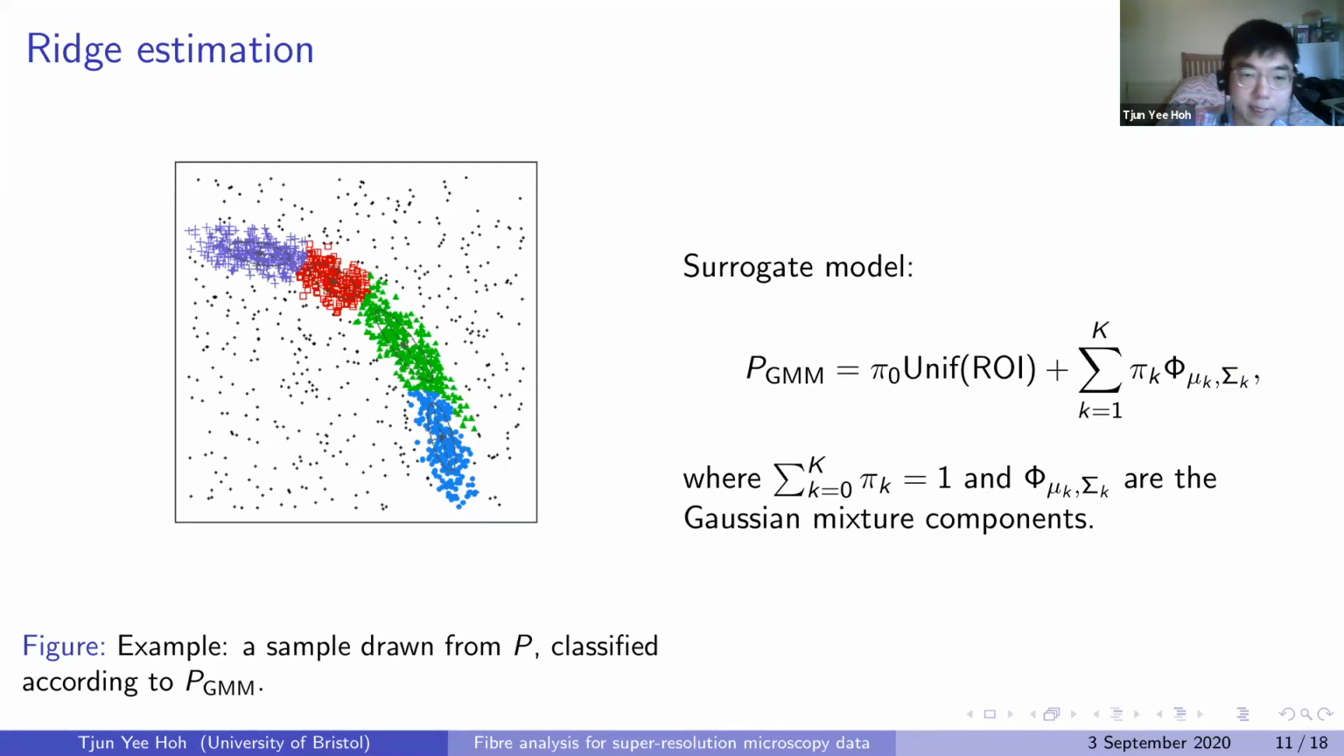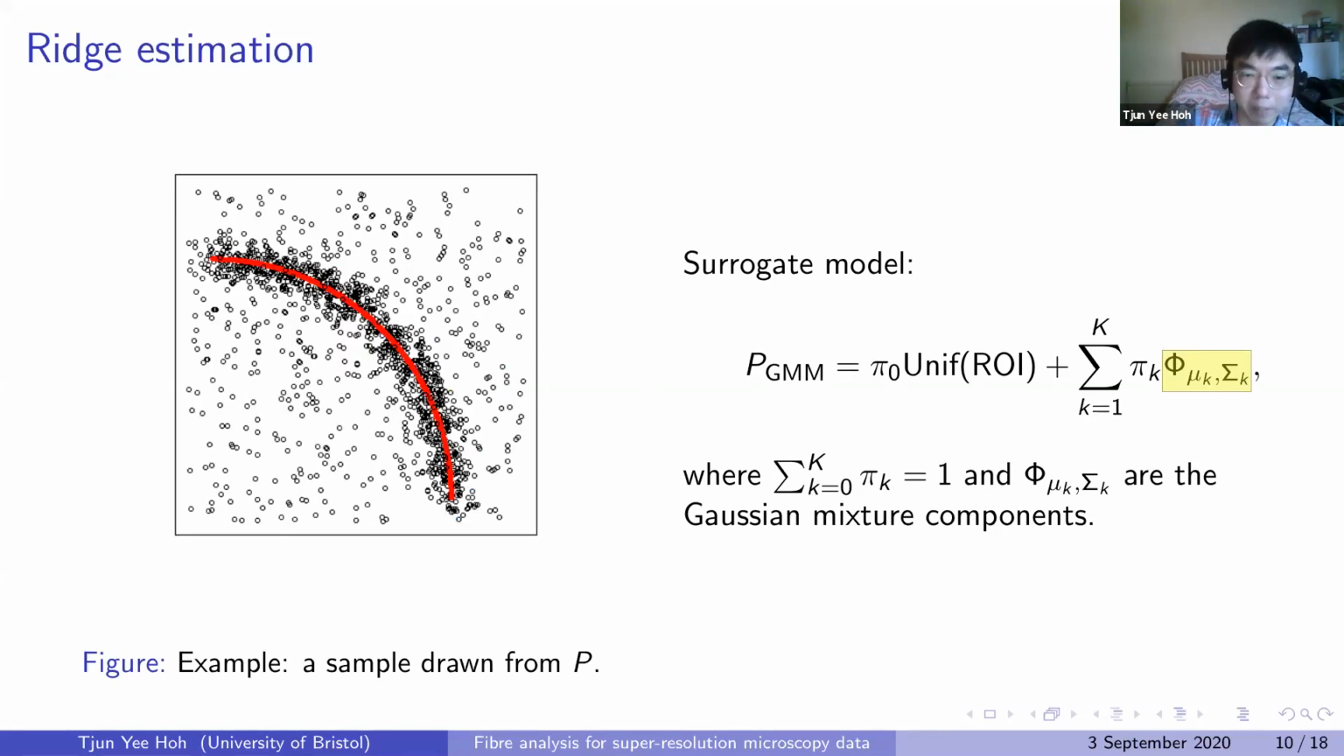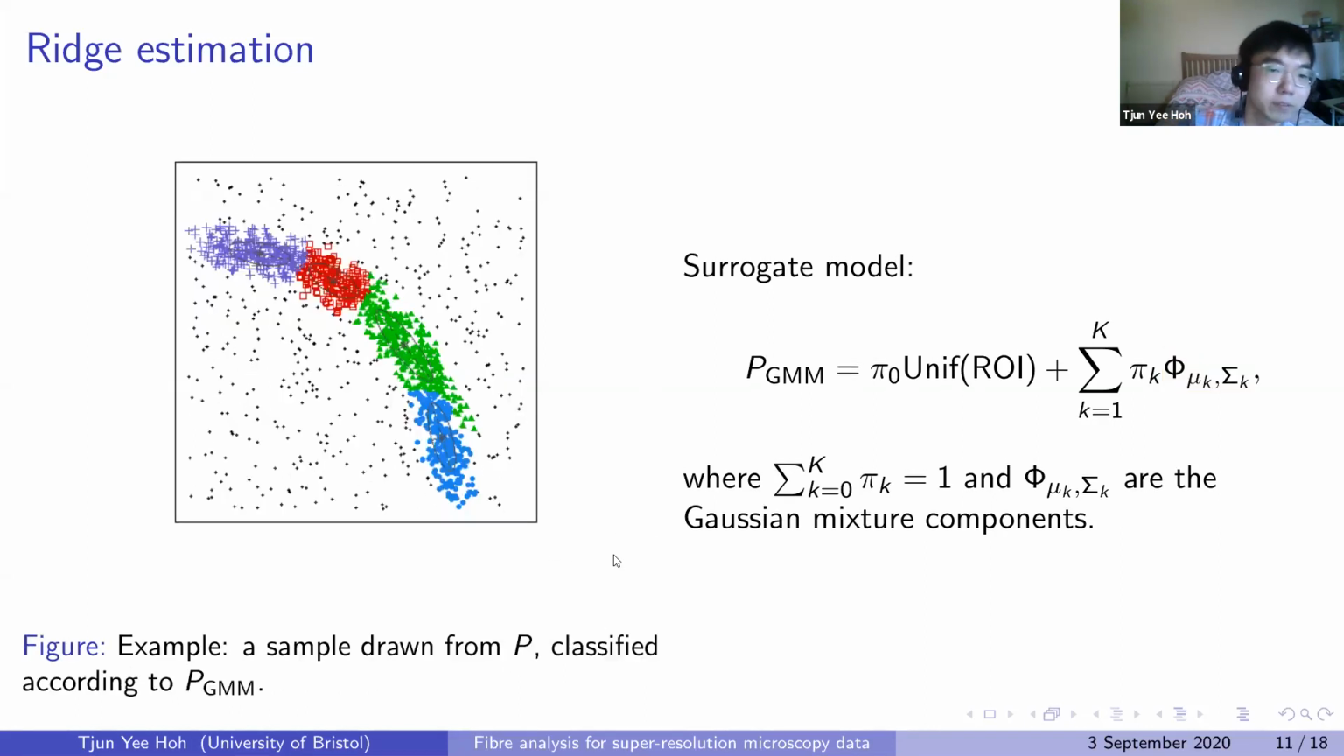And from this density estimate, we are then able to estimate the ridges. Or in this case, there's only one ridge governed by this black line here. So as you can see, it's fairly close to the underlying manifold M given by the red curve.